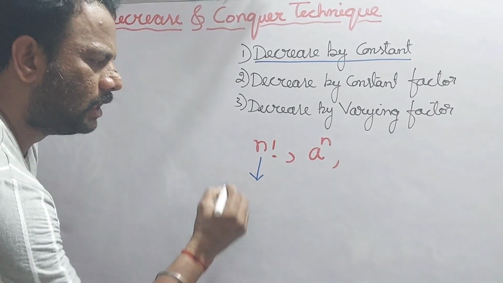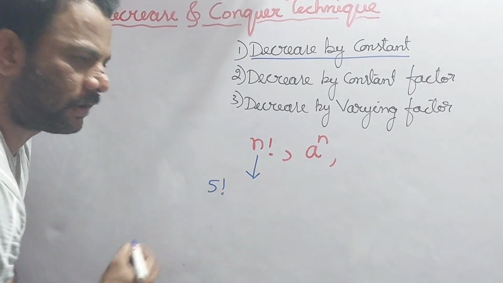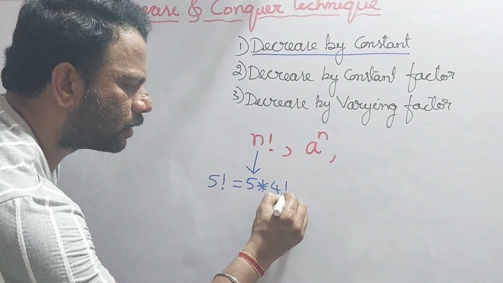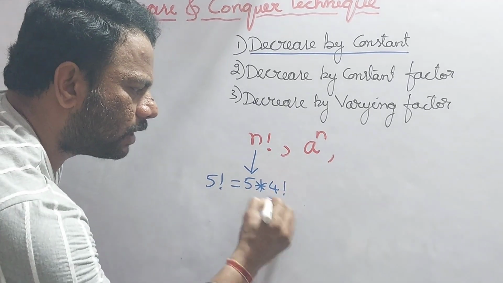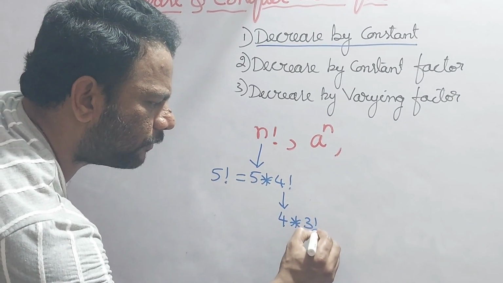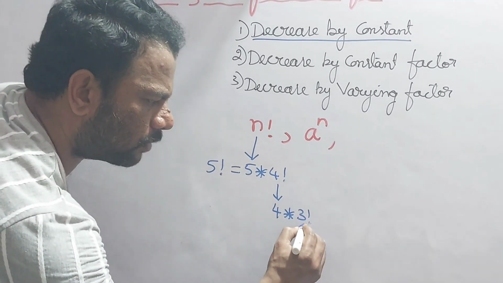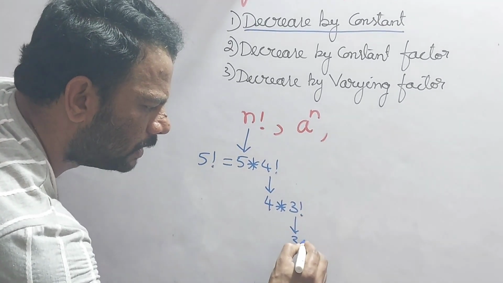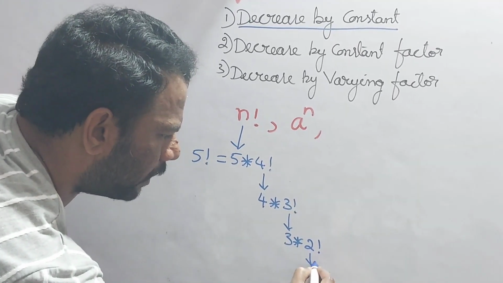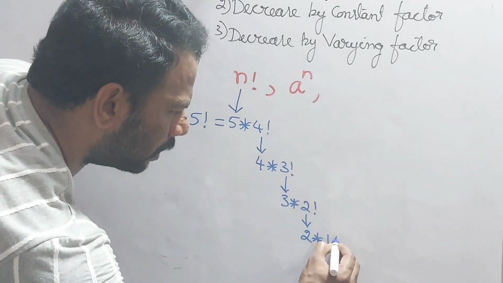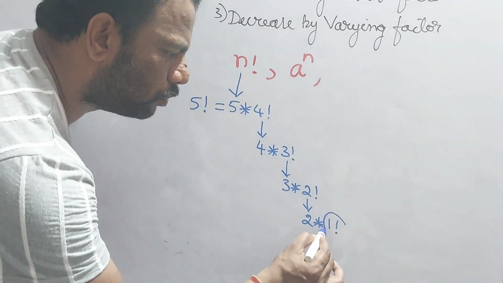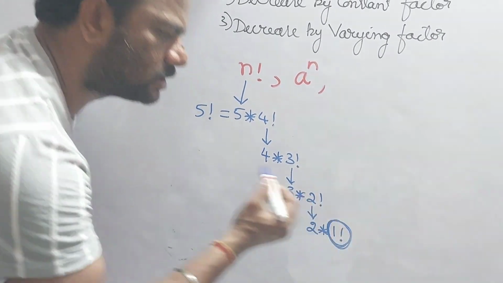See, in n factorial, suppose I want to calculate 5 factorial. How are we calculating 5 factorial? We know that it is 5 into 4 factorial. Again, 4 factorial I don't know, so 4 factorial can be done as 4 into 3 factorial. Again, we don't know 3 factorial, so 3 factorial can be calculated as 3 into 2 factorial. Again, we don't know 2 factorial. The 2 factorial can be written as 2 into 1 factorial. But we know 1 factorial, so we'll stop. That means now I got the solution for the smallest instance of the problem.